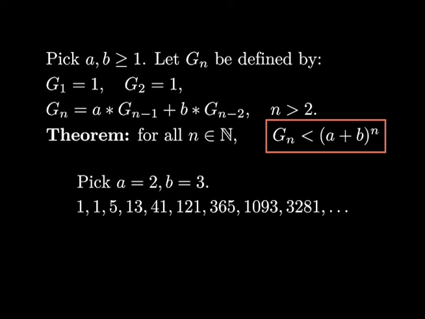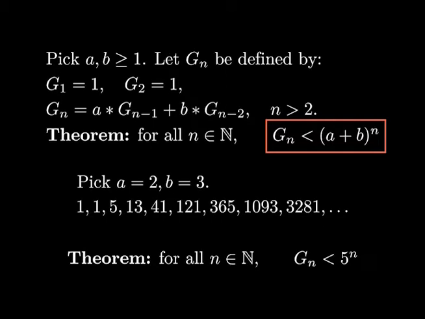Let's write out some terms of this sequence. And we get 1 and 1 by definition. Note that 5 is 2 times 1 plus 3 times 1. 13 is 2 times 5 plus 3 times 1. 41 is 2 times 13 plus 3 times 5, etc. We can see by eye that this looks like it grows faster than Fibonacci, but according to our theorem, it cannot grow faster than 5 to the n.